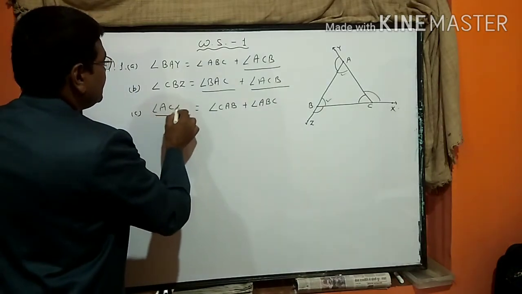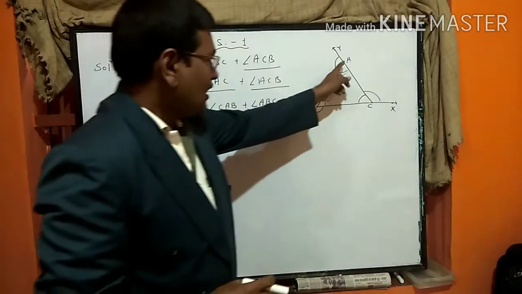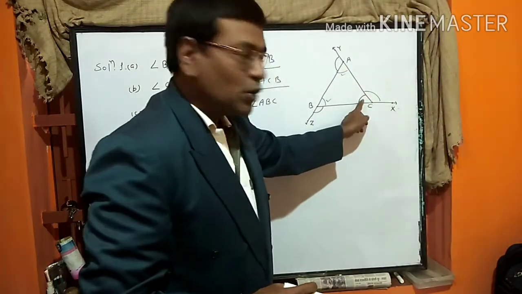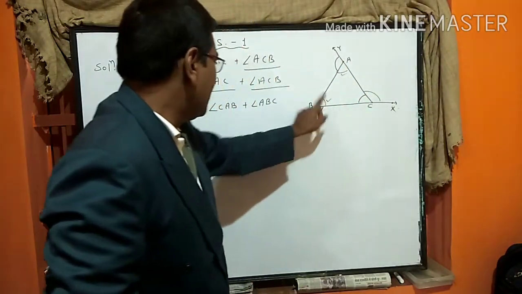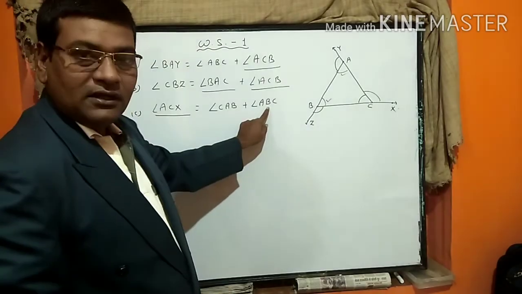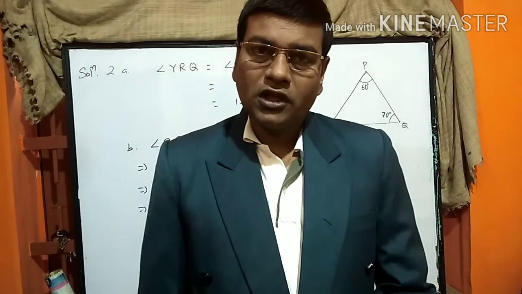Angle ACX. Angle ACX, बगल वाला छोड़ दो, बाकी दोनों जोड़ दो. This is A and B. A and B. Now question number 2.